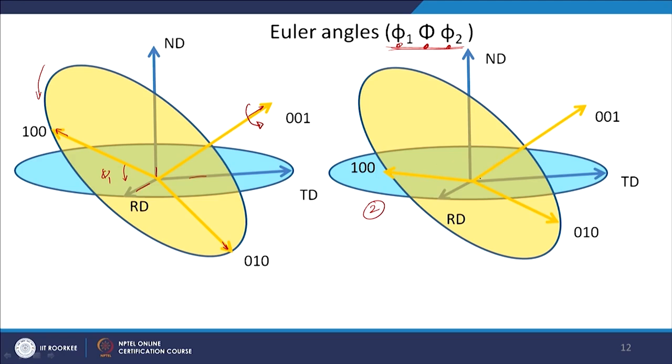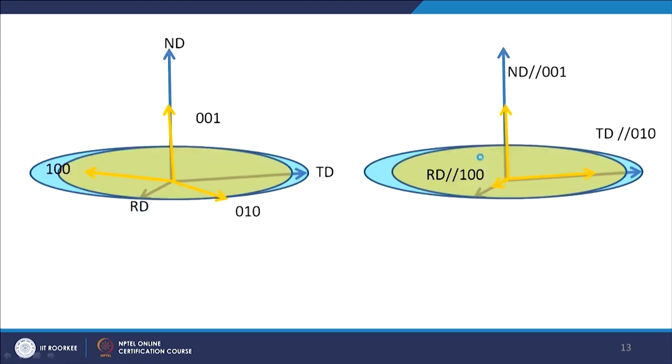So any rotation I give will bring this parallel to ND. So I know how much rotation I have to give. I have to give a rotation on 100 so that this coincides with the ND. Let's say that is my capital phi. So now my Z is parallel to ND, or my 001 is parallel to ND.